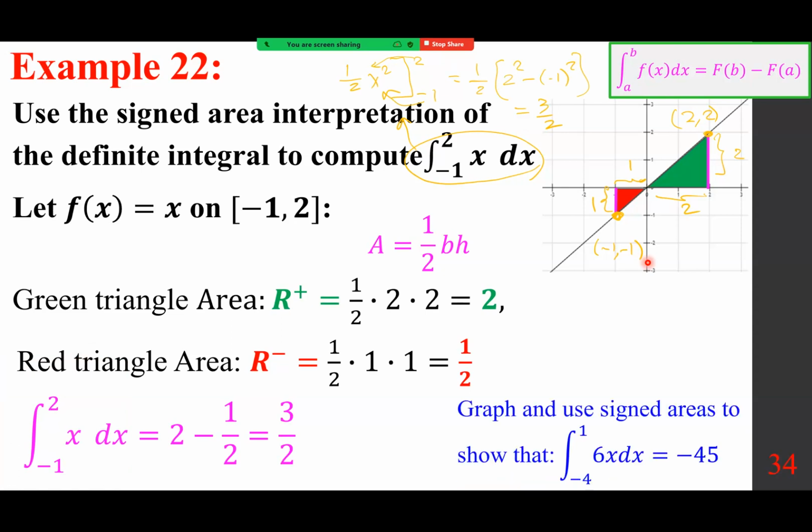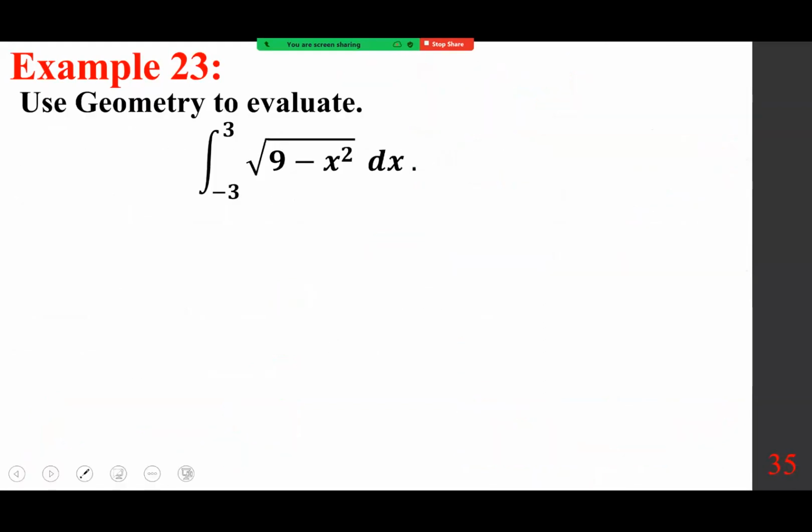Now, in this case, I want you to try this on your own. The integral of 6x dx from -4 to 1 is -45, and you want to graph and use signed areas. I'm giving you the question, I'm giving you the answer. You can try it at home to make sure you can handle it.